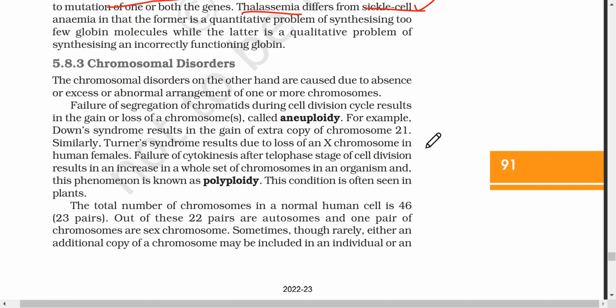Chromosomal disorders में आते हैं, on the other hand they cause absence or excess or abnormal arrangement of one or more chromosomes, ठीक है. अब arrangement ही chromosome का गलत है. Failure of segregation of chromatin during cell division cycle results in the gain or loss of a chromosome. ठीक है, completely segregate नहीं हो रहा, it's called aneuploidy. हाँ, या तो क्रोमोसोम बढ़ रहे हैं या तो कम हो रहे.